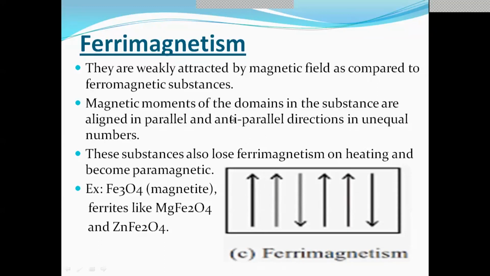And these ferrimagnetic substances lose magnetism upon heating and they become paramagnetic. Examples are magnetite and ferrites.